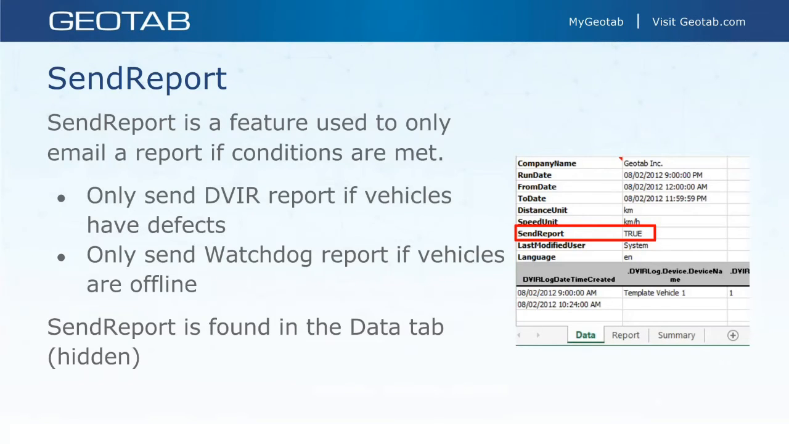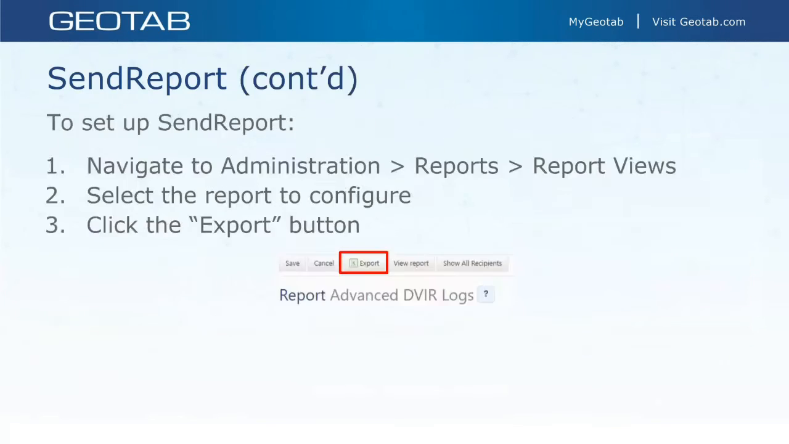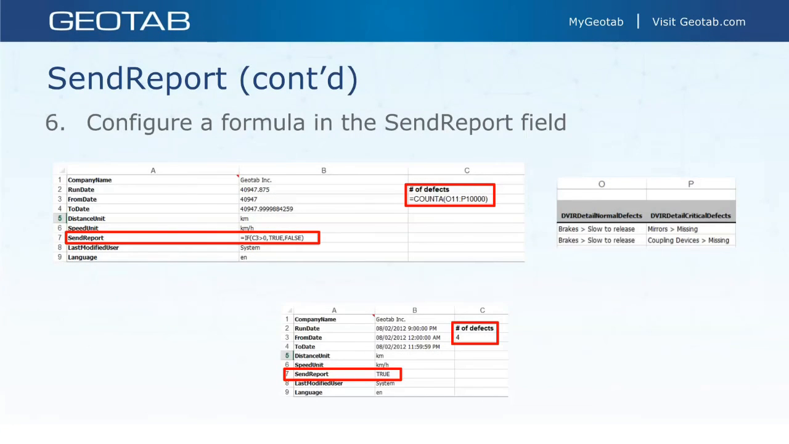It's just the word true. That's all that's in there. Now, what you can do is insert a formula in place of where it says true. So you can delete the word true in that cell and enter some sort of true-false formula like we've done here. This is an example of a report that we built, a DVIR report that's only going to email out if there are defects.